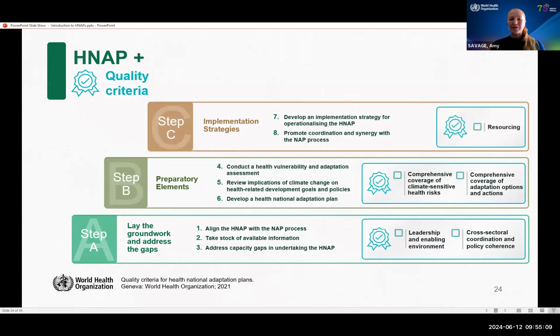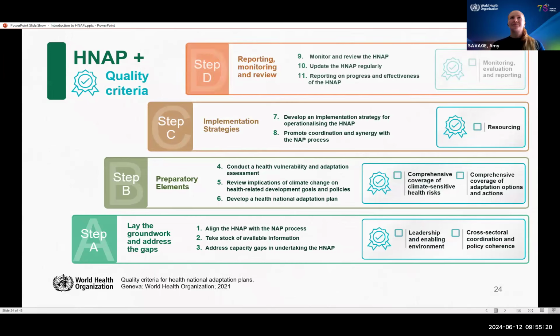And then we want to implement the plan. And as part of implementing the plan, develop an action plan, a very detailed plan for the implementation of the adaptation actions that we've prioritized. And of course, we need to monitor, review, and report on our health national adaptation plan. So I think I've mentioned it before, if not, the HNAP really is an iterative process. We develop a plan, but we need to continually review and check that the plan is working, that it's effective in terms of increasing resilience and improving adaptive capacity, but also that it's still relevant for the changing context.